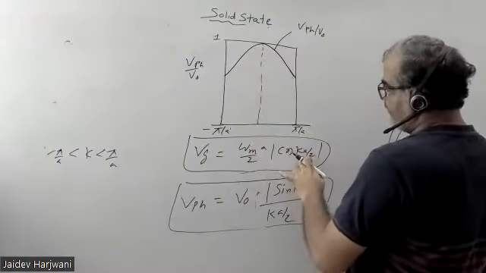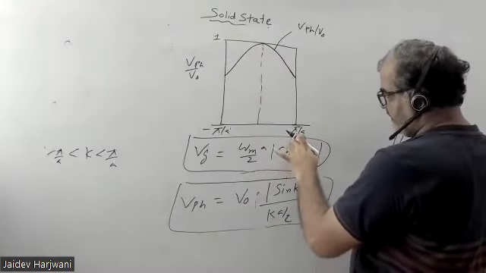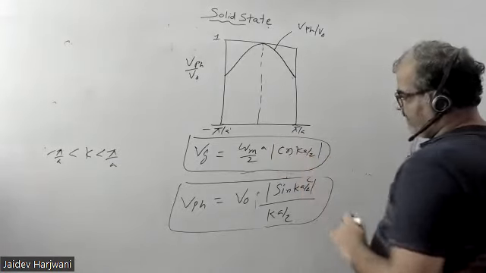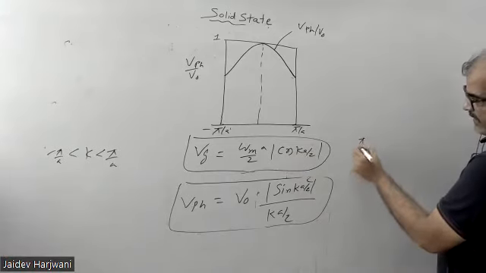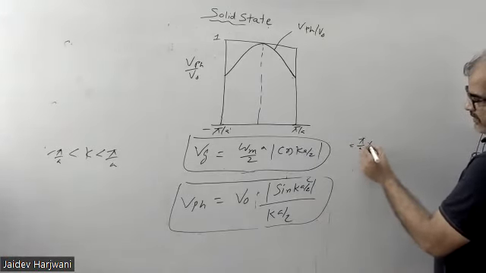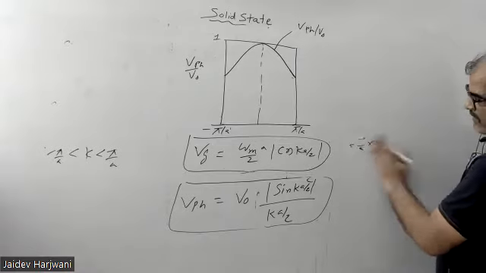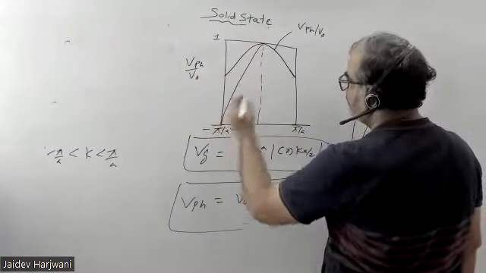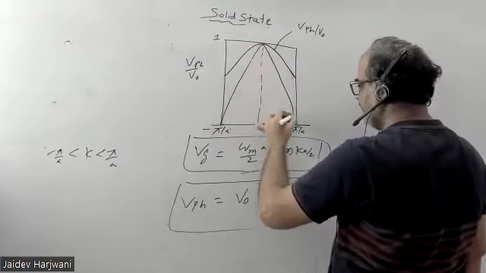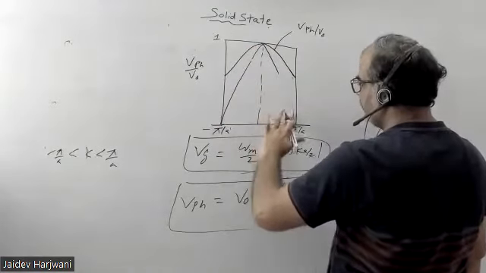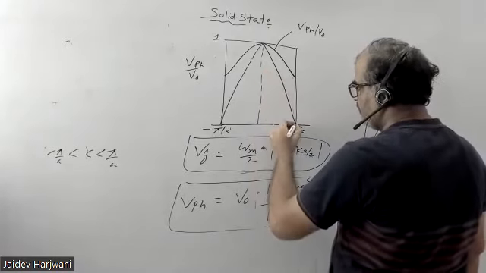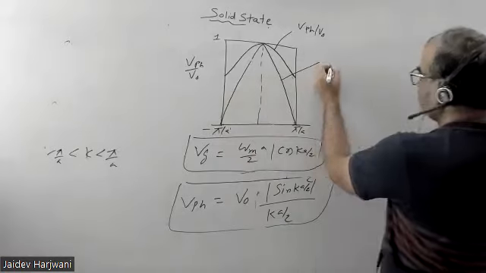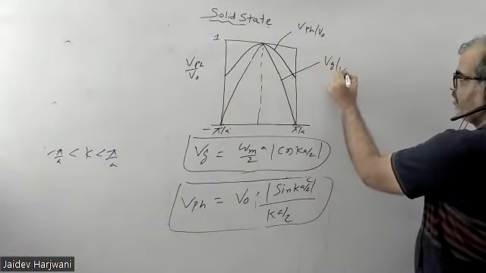At k equal to pi by a, what will happen? If you put k equal to pi by a, this angle will become pi by 2. So if you plot the group velocity, it will be maximum at 0, and at the boundaries of the Brillouin zone, the group velocity becomes 0. Similarly, this curve is for Vg upon V naught.